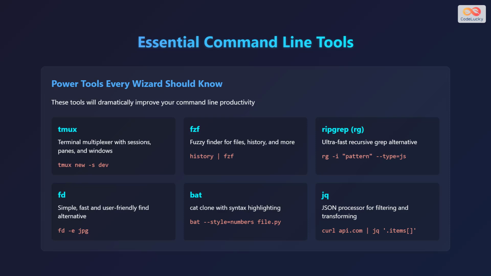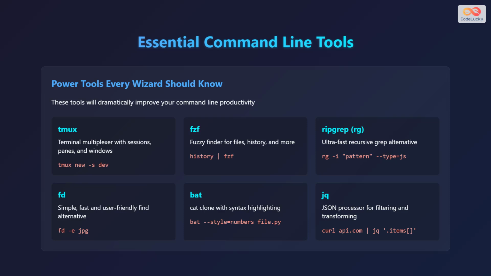fzf is a fuzzy finder for files, history, and more. It allows you to quickly find what you're looking for by typing parts of the name or command. To search your command history with fzf, use history | fzf. ripgrep, often aliased as rg, is an ultra-fast recursive grep alternative. It's excellent for quickly searching through files for specific patterns.